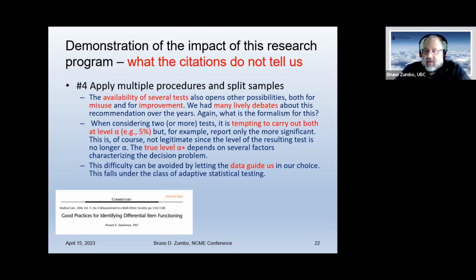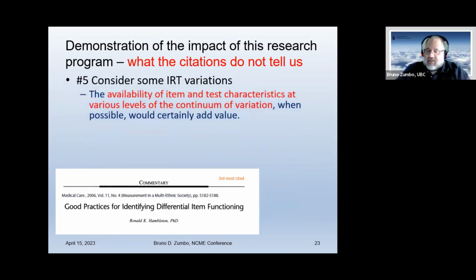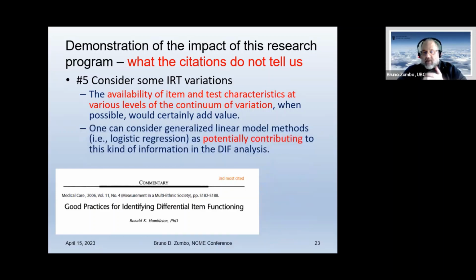This difficulty, in my opinion, and not just mine but many other statisticians', can be avoided by letting the data guide us in our choice in a different way than this sort of multiple testing. This falls under the class of adaptive testing procedures. It says, of course, consider some IRT variations. The availability of item and test characteristics at various levels of the continuum of variation would certainly add value, and I think it's a great idea. In my opinion, and in the opinion of some others, one can consider generalized linear model methods like logistic regression as potentially contributing to this kind of information.